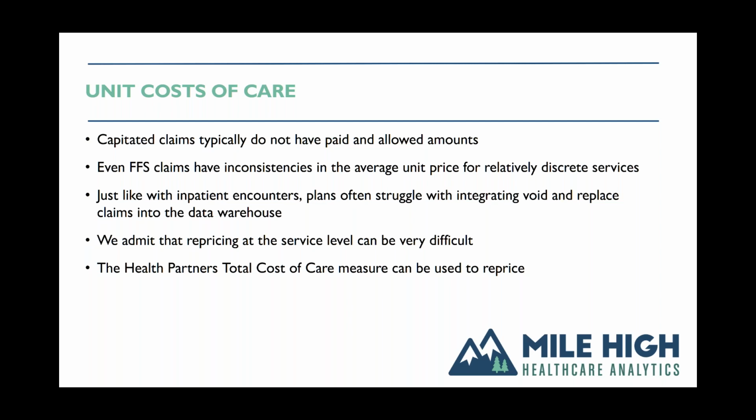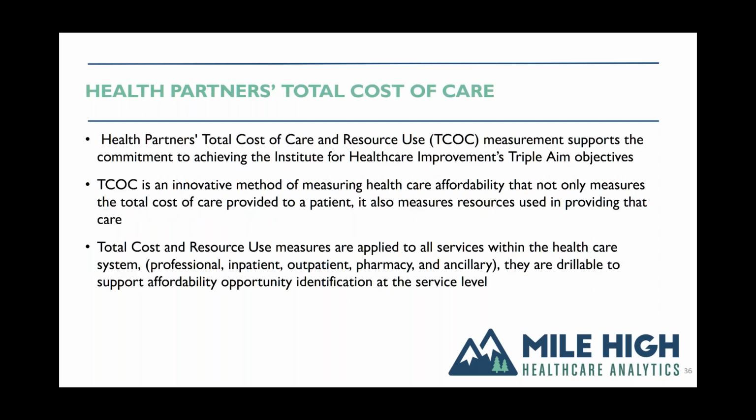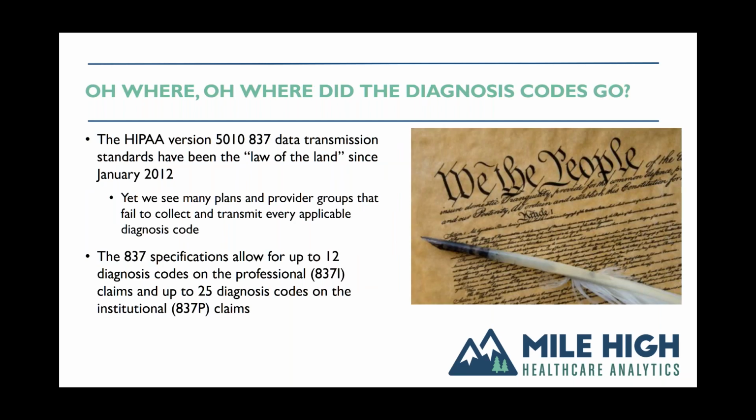So this is where you can use the HealthPartners total cost of care. I'm not going to go into it any deeper than this, just by virtue of time. But the total cost of care algorithm actually has a pricer in it. It also relies on ACGs for risk adjustment, so that's part of the reason why we're talking about it. This is a very brief description of the algorithm. It's National Quality Forum endorsed, and it does a lot of things, but you can also take it apart and use it for repricing of unit costs.